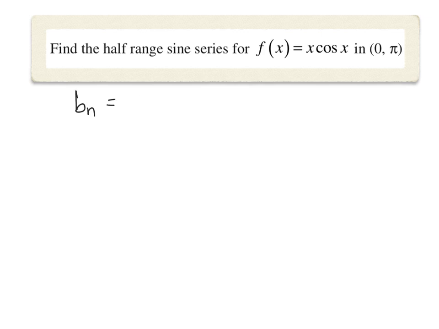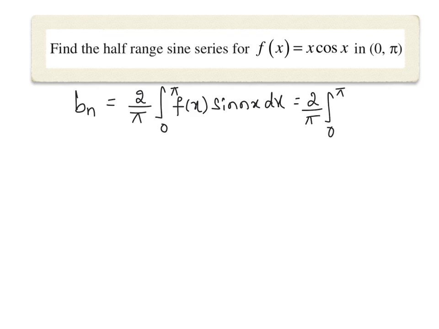So given by the formula for the half interval 0 to pi, Bn equals 2 by pi integral 0 to pi f of x sine nx dx. Then we substitute for the function: it is 2 by pi integral 0 to pi x into cos x sine nx dx. Now we have to integrate this.